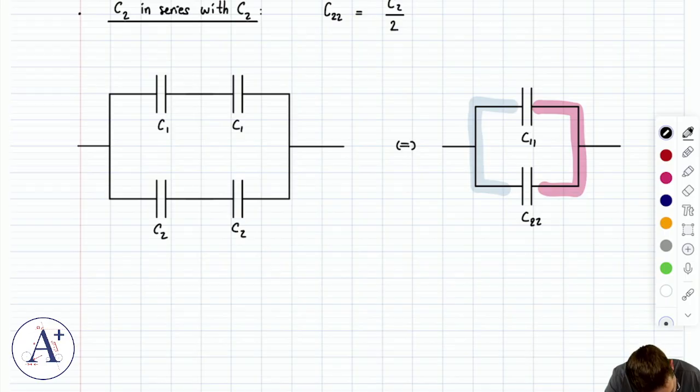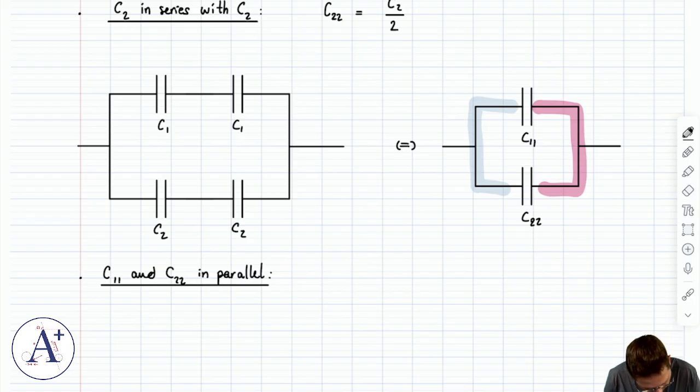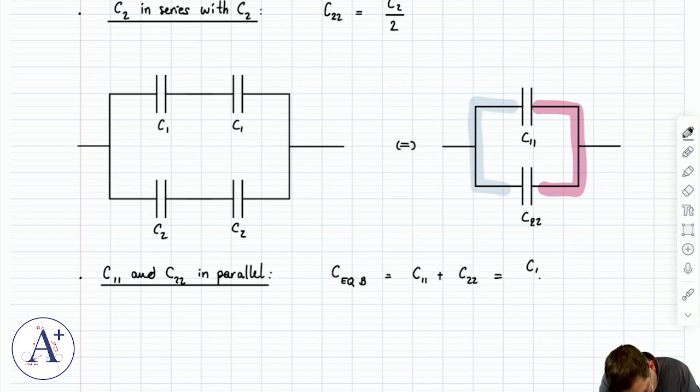Okay? So then I would say C11 and C22 are in parallel. And once I combine them, I will have one single equivalent capacitor. So I'm just going to call it capacitance C equivalent B for configuration B. It's quite easy because when capacitors are in parallel, we just add the capacitances, C11 plus C22. All right, well that's going to be C1 over 2 plus C2 over 2. In other words, that's C1 plus C2 divided by 2.